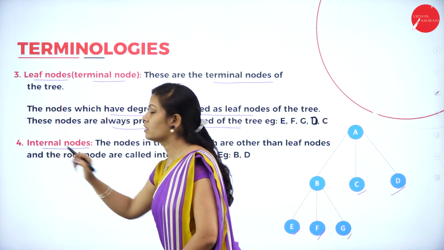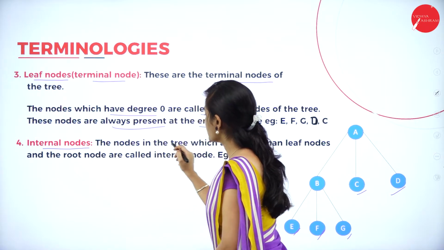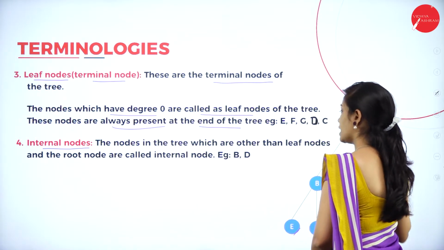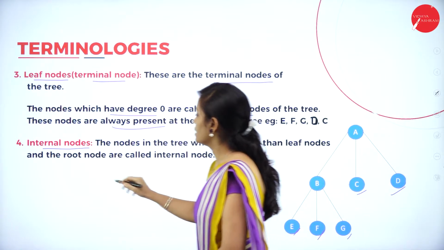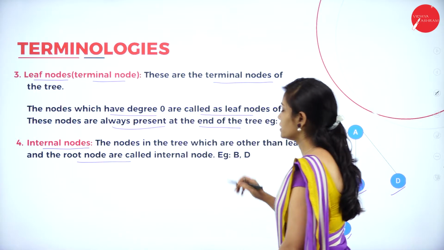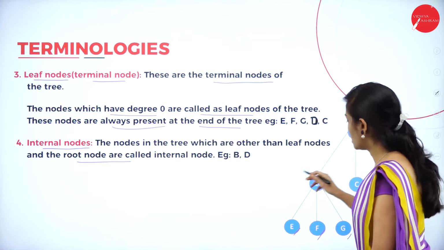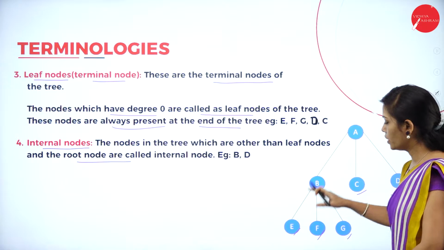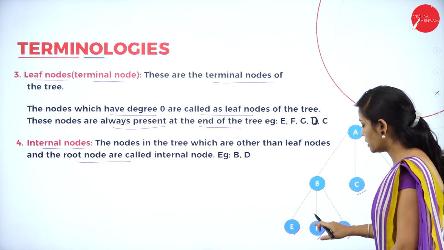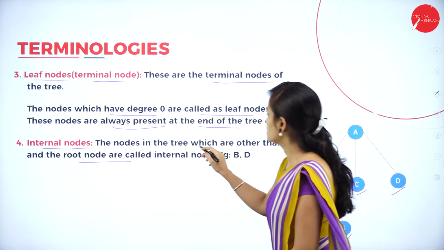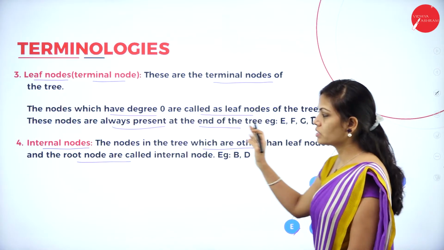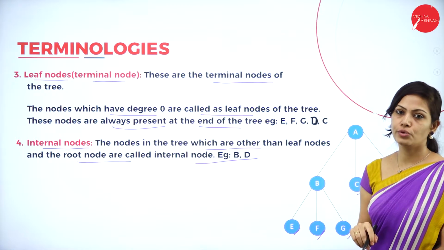And what is an internal node? The nodes in the tree which are other than leaf nodes. The nodes other than the leaf nodes and the root node are called internal nodes. So the internal nodes are B and D. This internal node consists of the leaf nodes E, F and G. Clear? The nodes which are other than leaf nodes are called internal nodes.